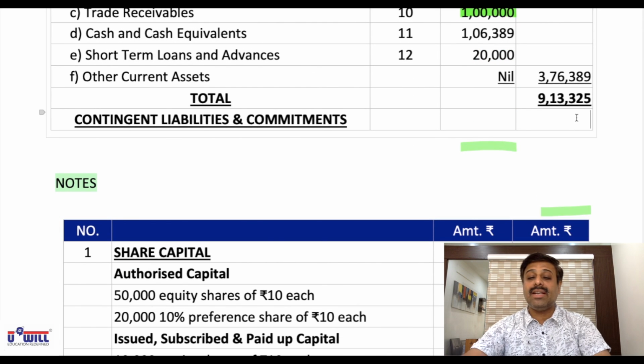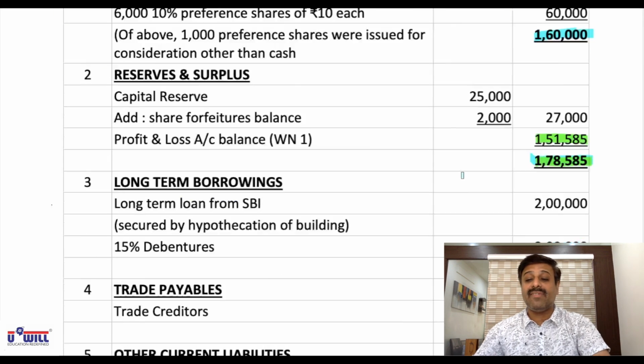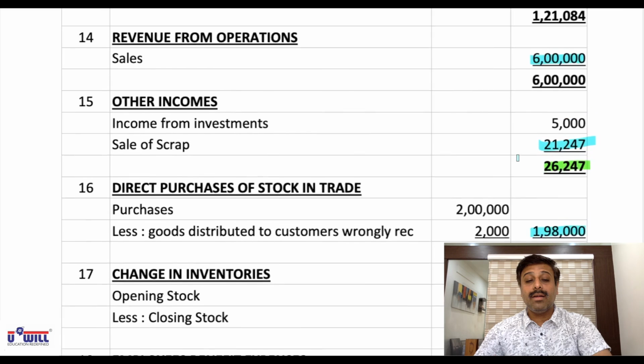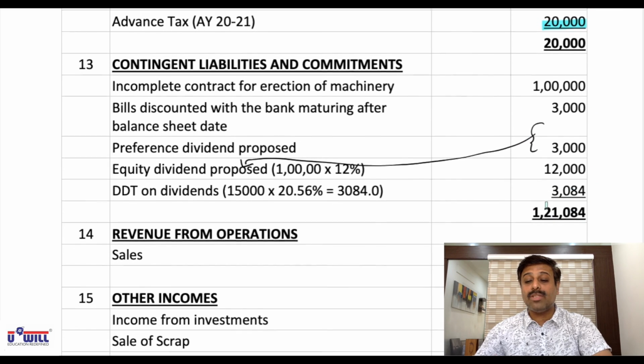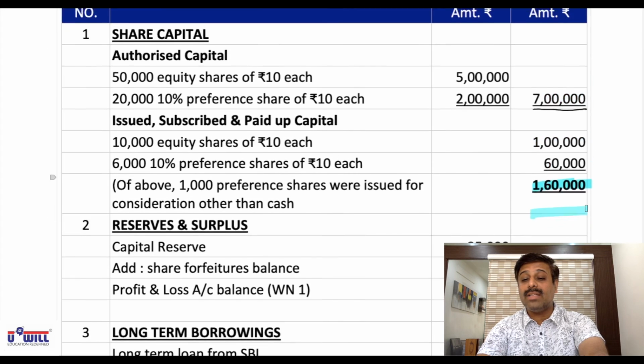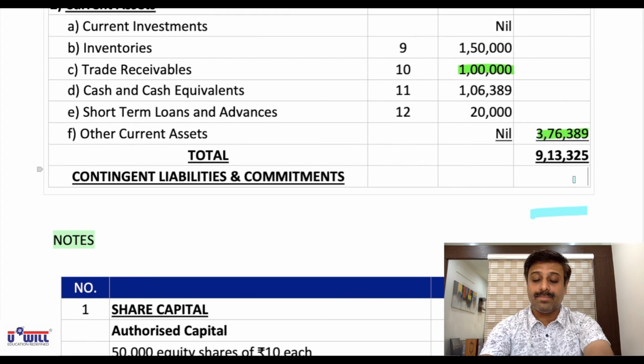And then in contingent liabilities and commitments, what do we have? Note number 13, 121084. So all the items have been taken into consideration.